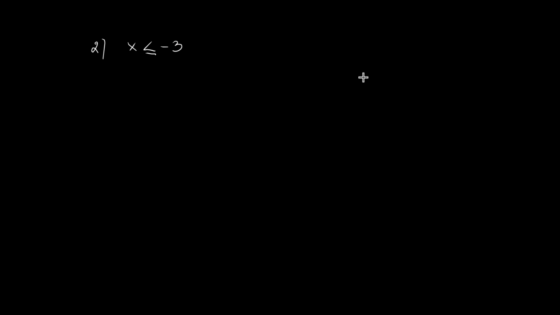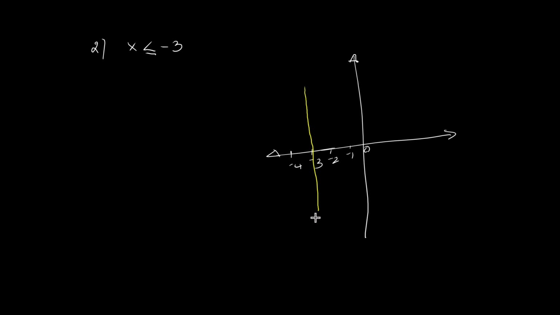Second example, x is less than or equal to -3. Again, x equals a number gives us a vertical line at -3. Because it says less than or equal to, we use a solid line. Less than means we move to the left toward smaller values, so we shade everything to the left.